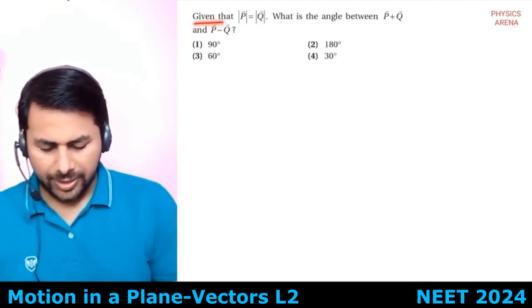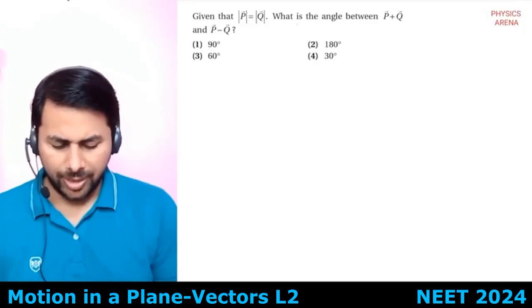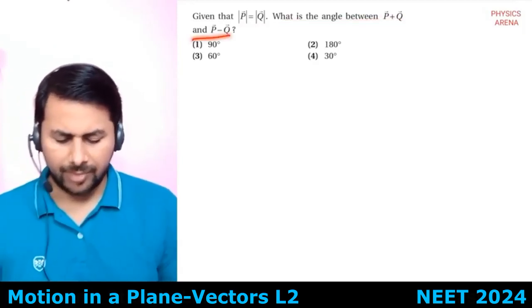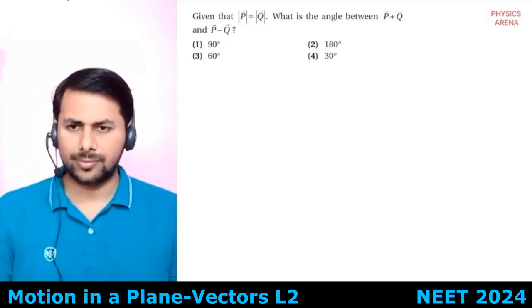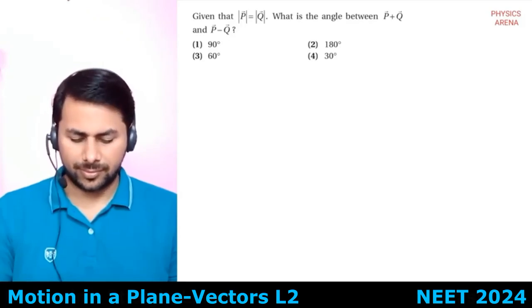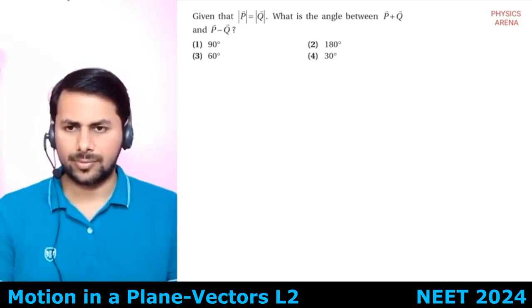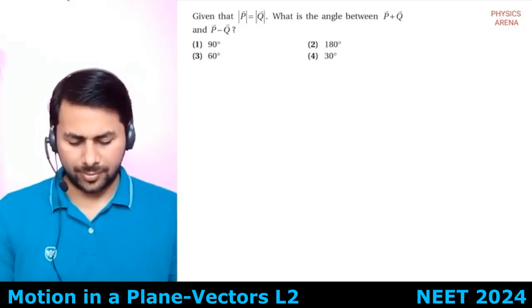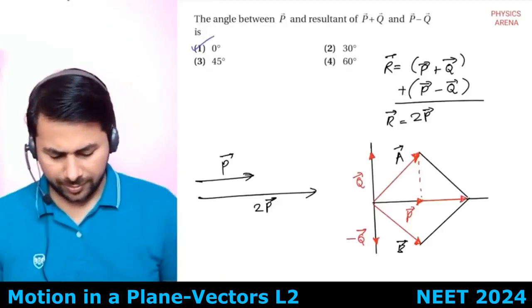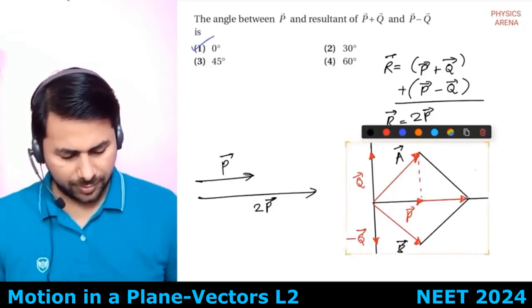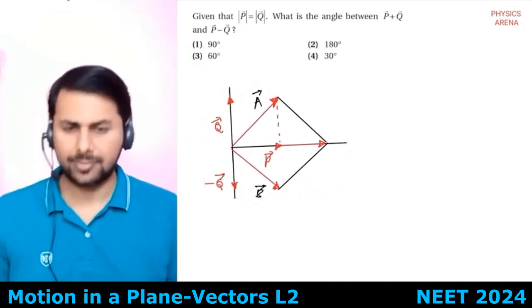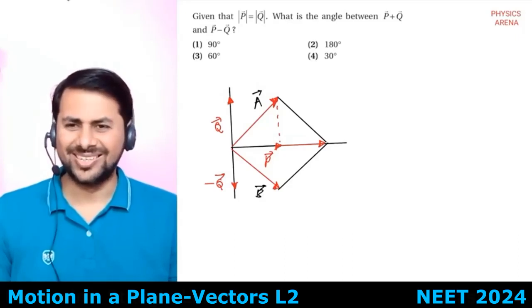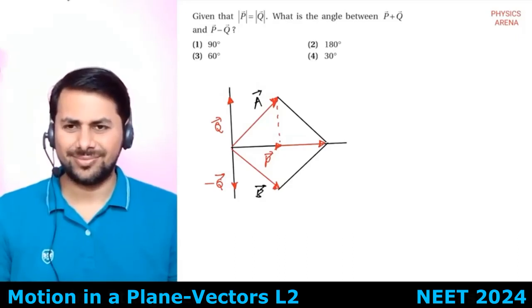Let's see the next question. Given that the magnitude of p bar is equal to the magnitude of q bar, what is the angle between p bar plus q bar and p bar minus q bar? Can you tell me? 90 degrees, sir. Yes, it will be 90 degrees.